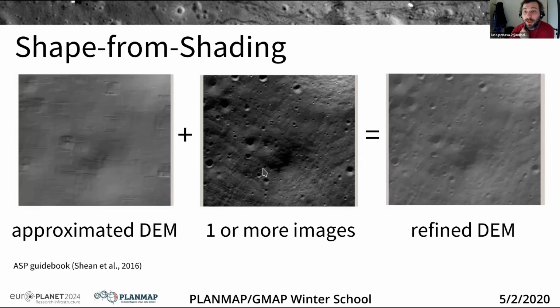And what you are doing here is using the information which is embedded into the shadows that you can see. So you are basically using photometric information from your images to refine and produce a better DEM.